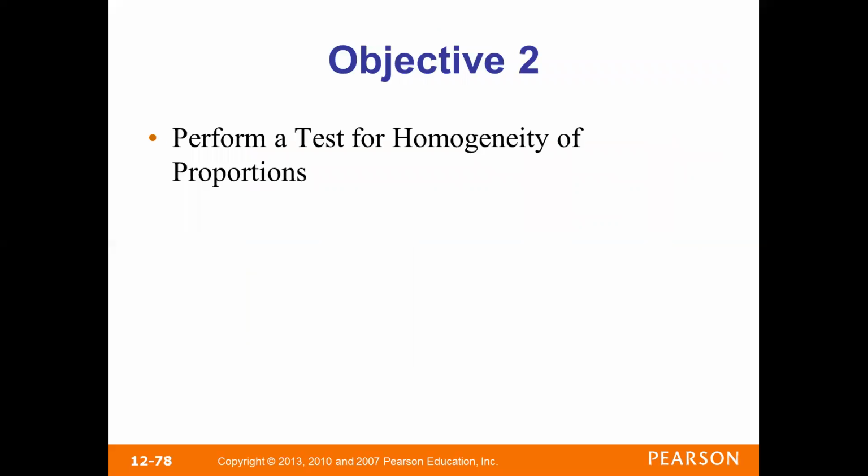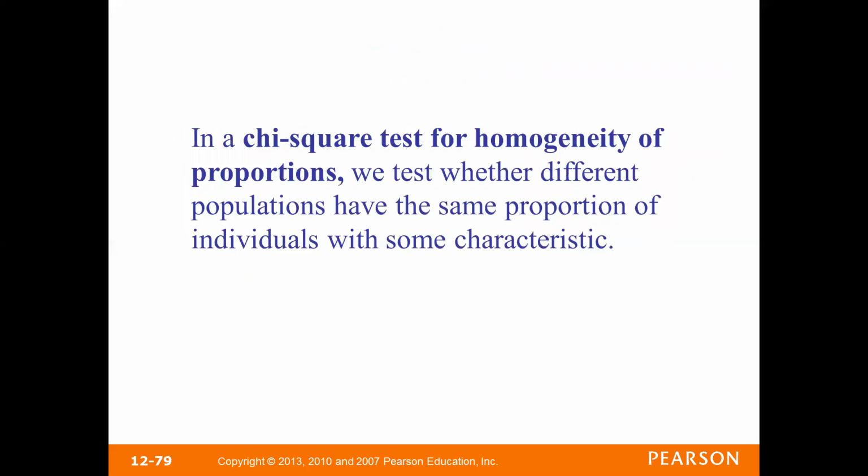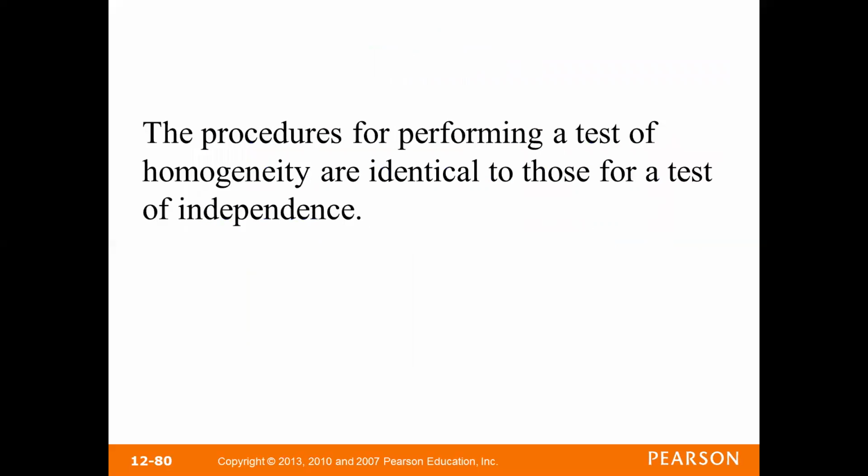The second objective we're going to have is to perform a test for homogeneity of proportions. In a chi-square test for homogeneity of proportions, we test whether different populations have the same proportion of individuals with some characteristic. The procedures for performing a test of homogeneity are identical to those for a test of independence.